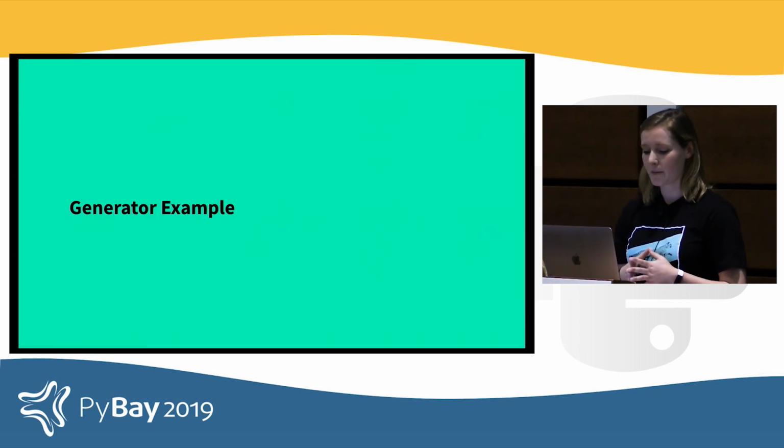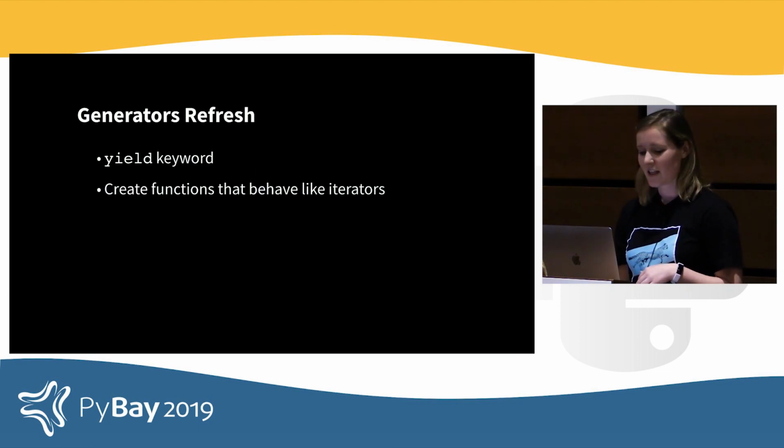Let's look at some code. First, we're going to look at an example built with Python generators. A quick refresher: generators have the yield keyword, and they allow you to declare a function that you can iterate over. Let's check out a small example to see what this actually means.